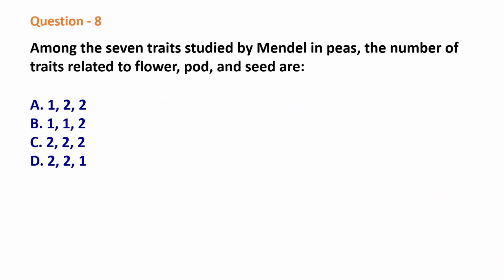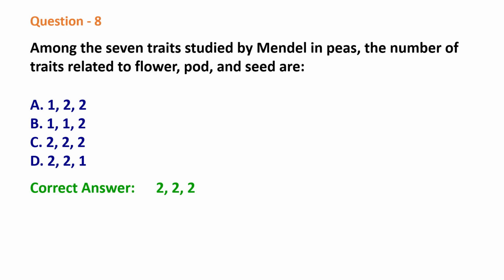Question 8. Among the 7 traits studied by Mendel in peas, the number of traits related to flower, pod, and seed are: 1, 2, 2; 1, 1, 2; 2, 2, 2; 2, 2, 1. The correct answer is 2, 2, 2.